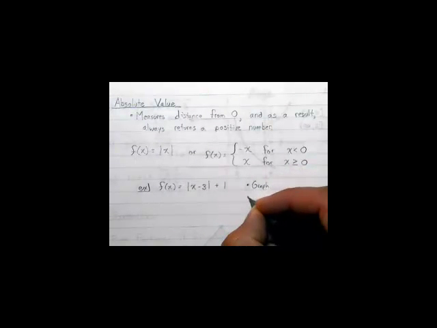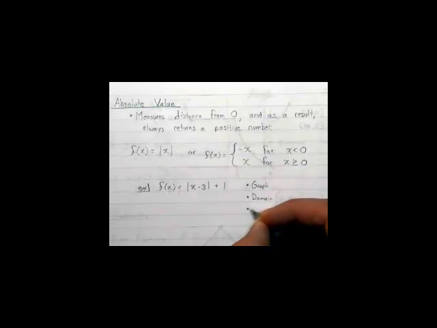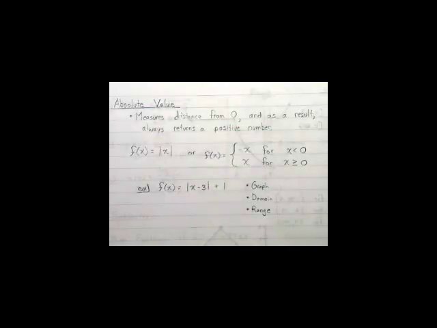All right, and we need to come up with the graph, find its domain, and find its range. Okay, so we're going to focus on those three things. So the graph of this, if we start with what the graph of a regular absolute value looks like, this is simply a transformation of that, right? It's had some movement.